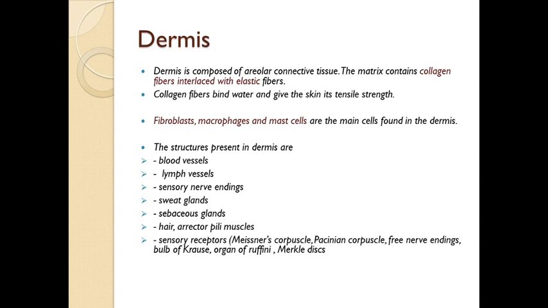Then structures present in the dermis. Basically, there are blood vessels, lymph vessels, sensory nerve endings, and along with that, specially sweat glands, sebaceous glands, hairs, arrector pili muscles, and sensory receptors like Meissner's corpuscles, Pacinian corpuscles, free nerve endings, bulb of Krause, organ of Ruffini, and Merkel discs are found.